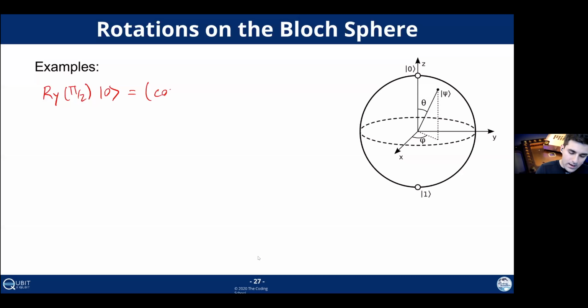So this is cosine of pi over 4 times the identity minus i sine of theta divided by 2 times sigma y. And this is applied to the 0 state, of course.